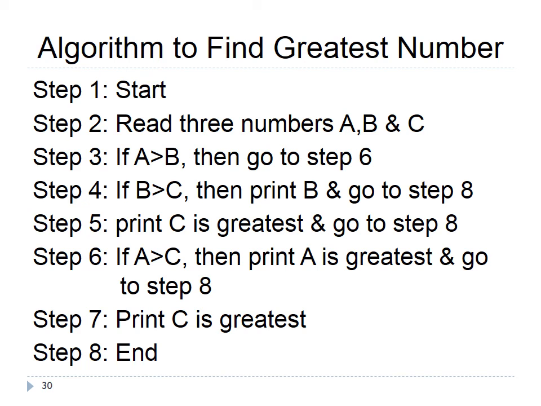In step 6, we check if A is greater than C, then print A is the greatest and go to step 8. In step 7, we print C is the greatest, and in step 8, we end the algorithm.